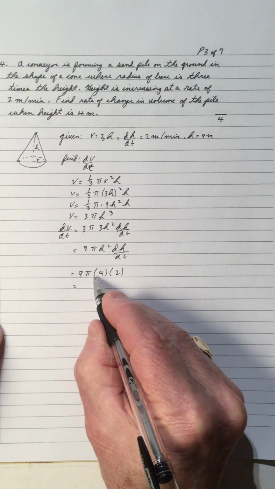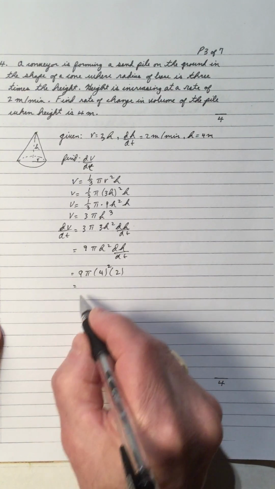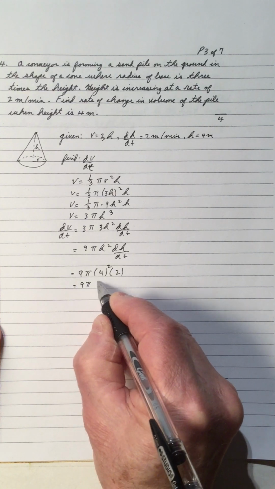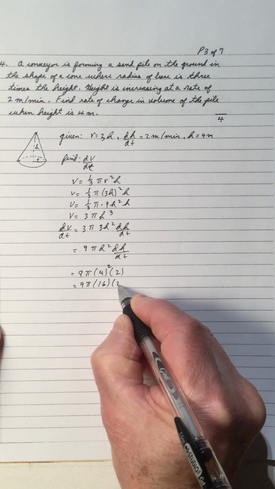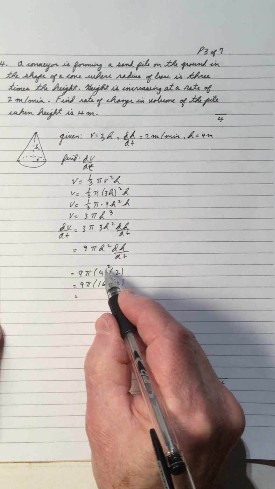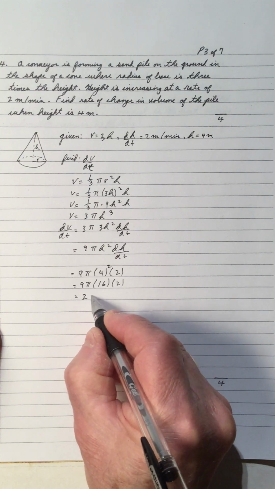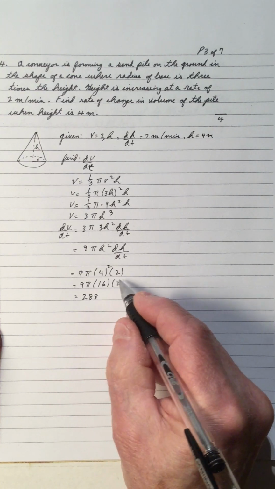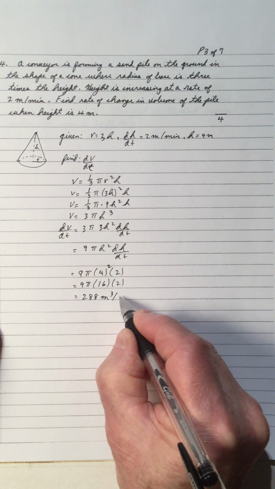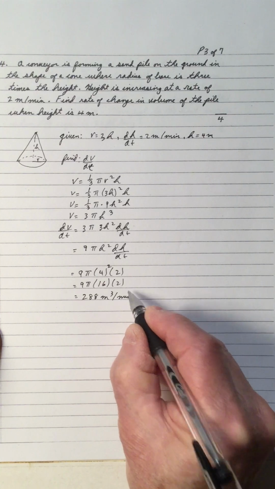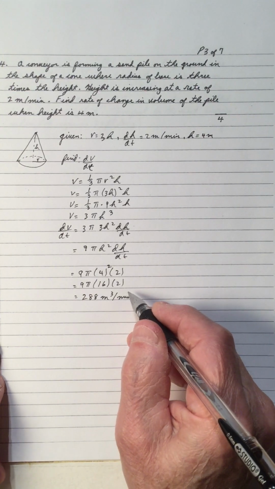So that's 9 pi, 4 squared. We do PEMDAS, we do the square first. So we square 4 to get 16. So 18 times 16 is 288. And as the volume, it's cubic meters in terms of time. So it's 288 cubic meters a minute.